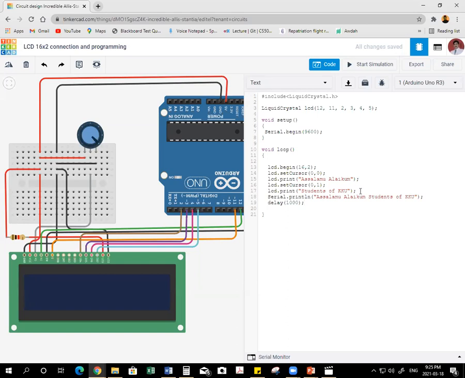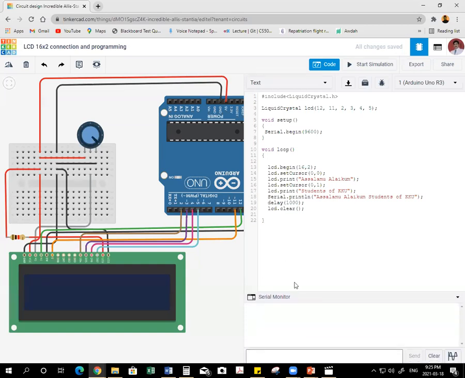Now for every loop, the LCD should be cleared, so we have to erase the LCD. For that, lcd.clear. All these functions are available in the #include LiquidCrystal.h. When we include this library and call a function, it will go inside the program of this file. When you call lcd.begin, it will go to the program of this file and do some action. Okay, so this program is finished.